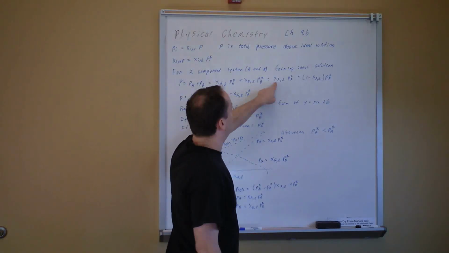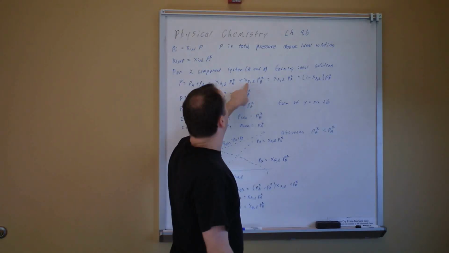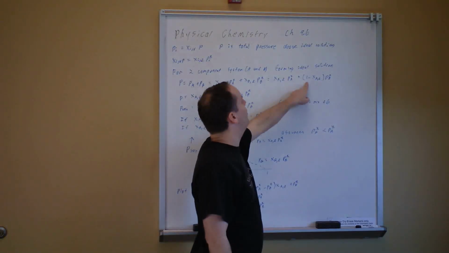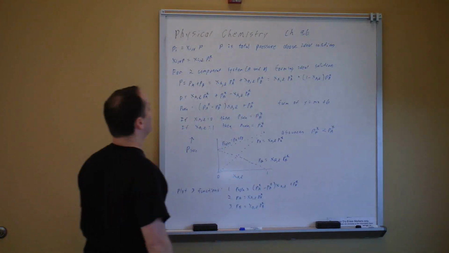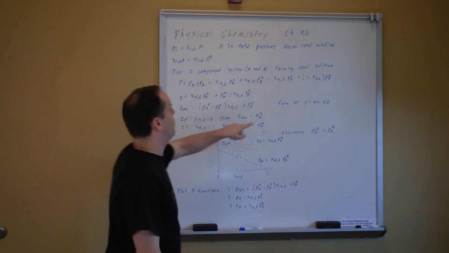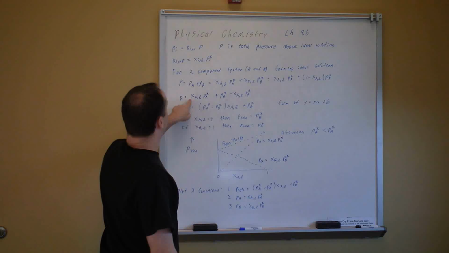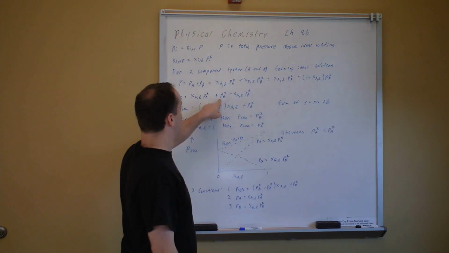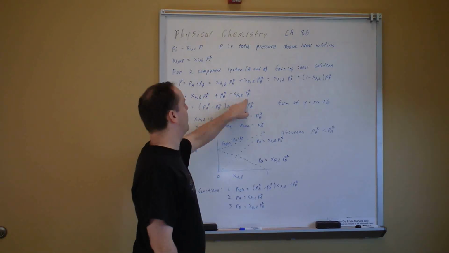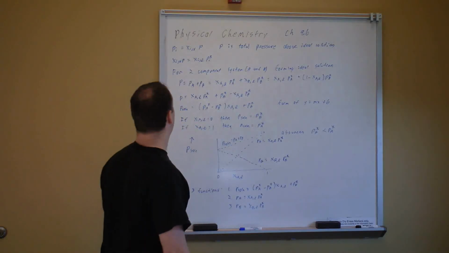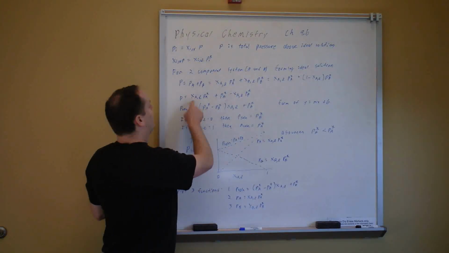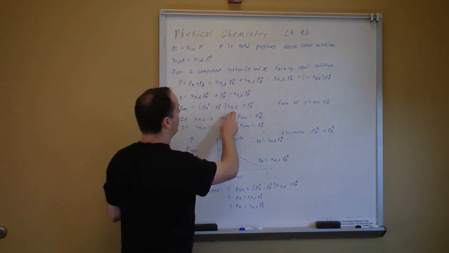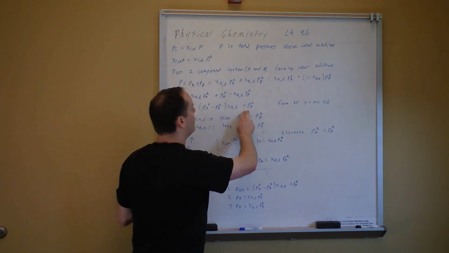Substituting in XB is 1 minus XA, we get XA liquid times PA star plus 1 minus XA liquid times PB star. Distributing that, the total pressure is equal to XA in the liquid phase times the pressure of A unmixed plus the pressure of B unmixed, minus the mole fraction of A in the liquid phase times the pressure of B unmixed. So now the pressure of the solution is equal to PA star minus PB star times the mole fraction of A in the liquid phase, plus PB star.